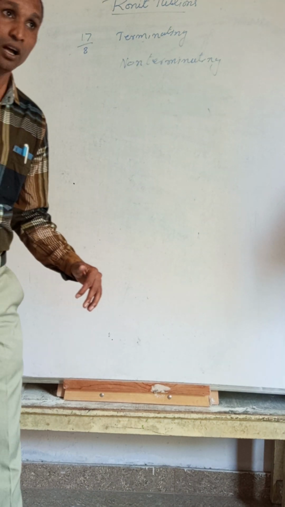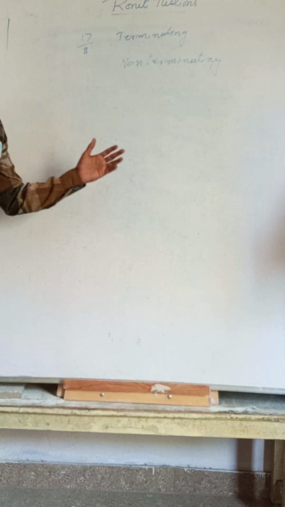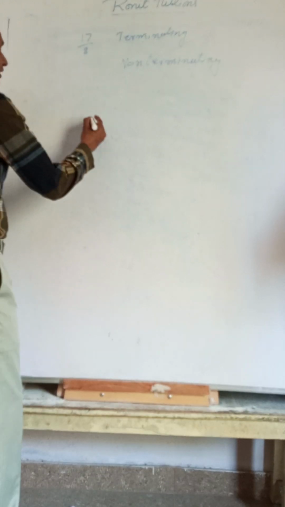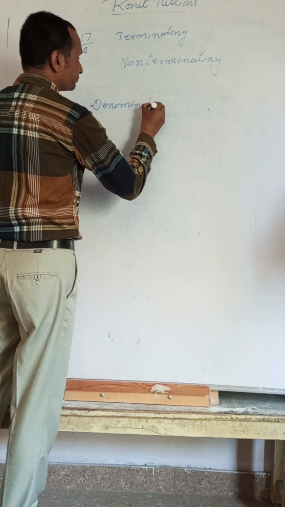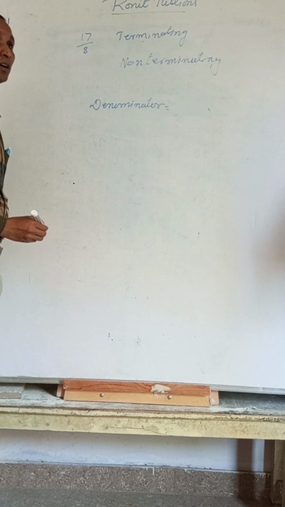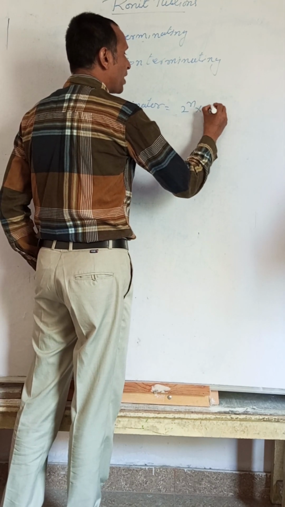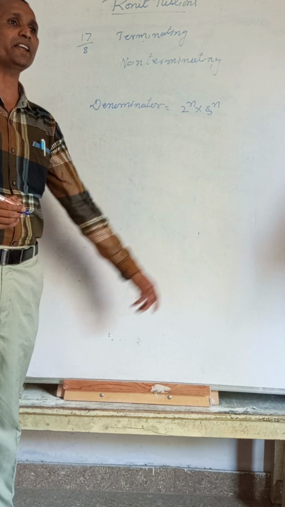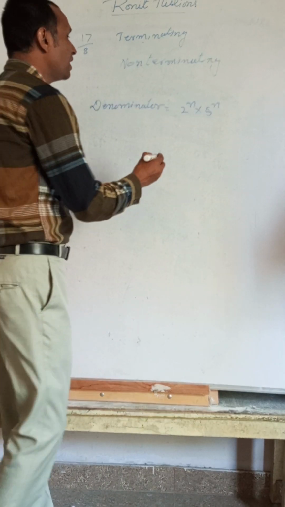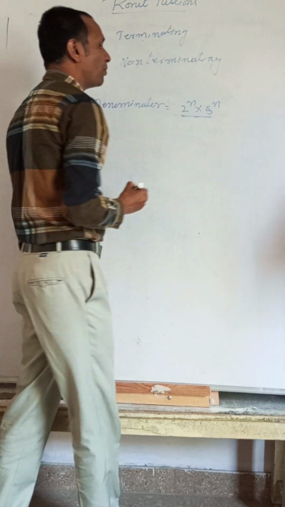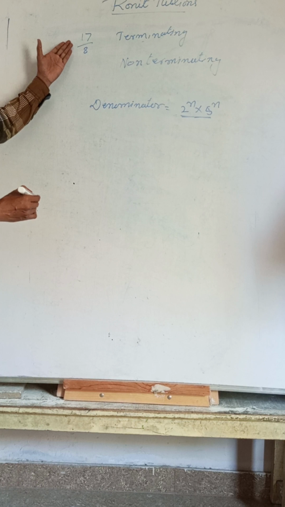Without doing the division means we are finding whether it is terminating or non-terminating. In the last video also I explained this, not the same question, but other questions. When the denominator of any fraction is in the form of 2 to the power n into 5 to the power n, then that number is terminating. If it is in this form, then it is terminating. So let's check by this.